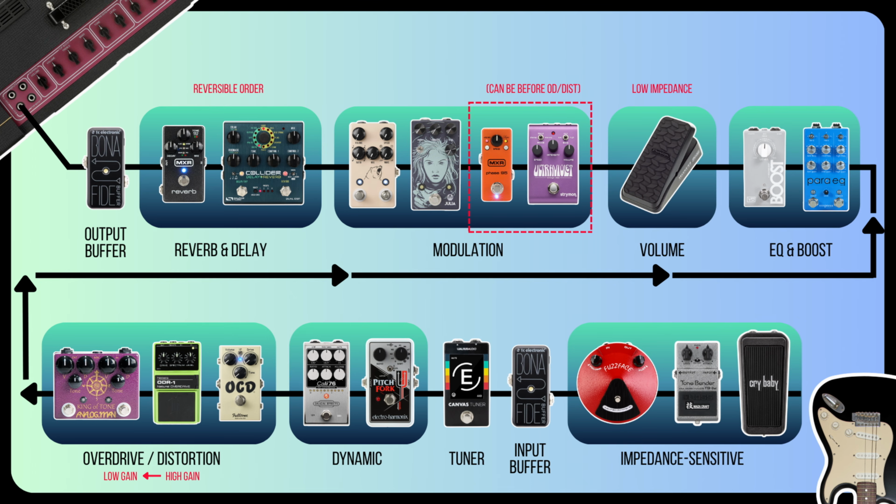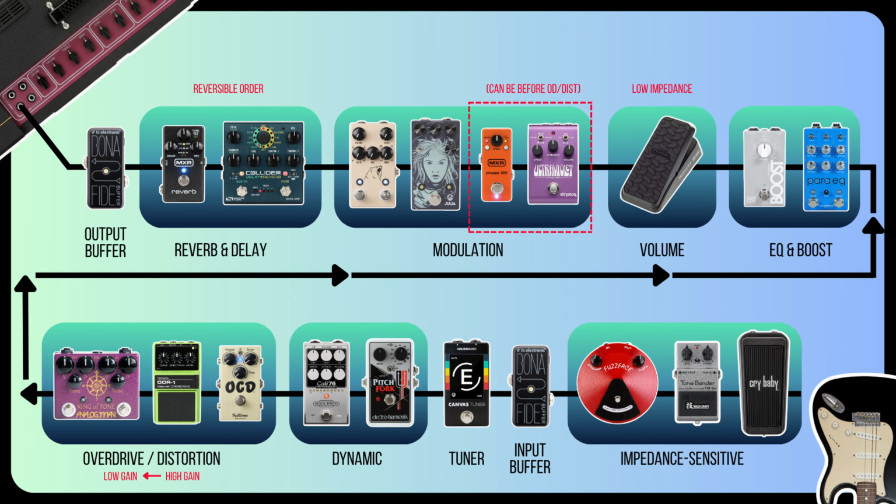From the dynamic pedals, we go to our overdrive and distortion pedals. And again, you want to make sure that you're feeding your high gain into low gain to maintain the most clarity and all of your dynamics. From there, we're going into our EQ and boost. Now, again, you can mess around with the order here. You can move your EQ and boost around the board a little bit, but I like to put them here, feeding EQ into boost.